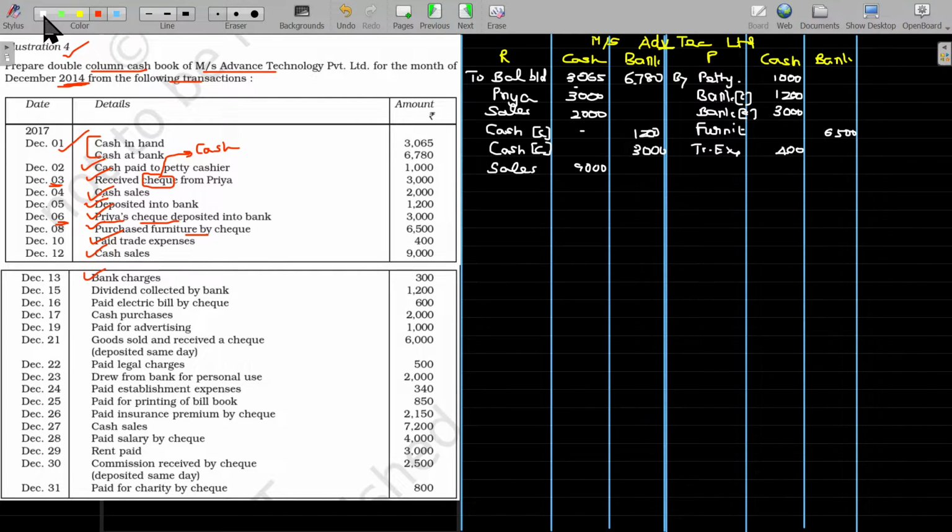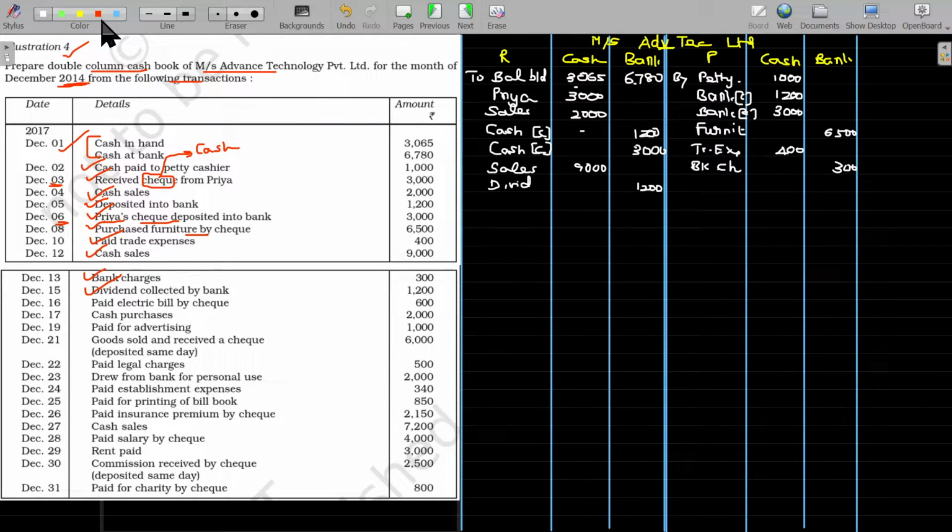Bank charges in the payment side, especially bank column. I'll put just notations only here. Bank charges, the value being 300 in the payment side. Dividend collected by the bank. The dividend is received by our banker, recorded in the receipt side of the cash book, especially bank column, 1200. Is that okay?